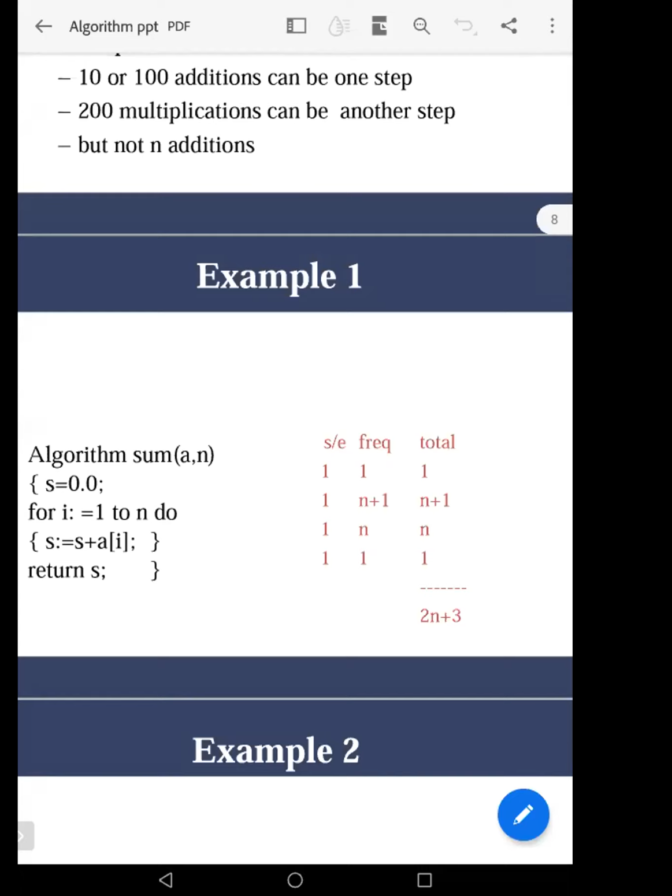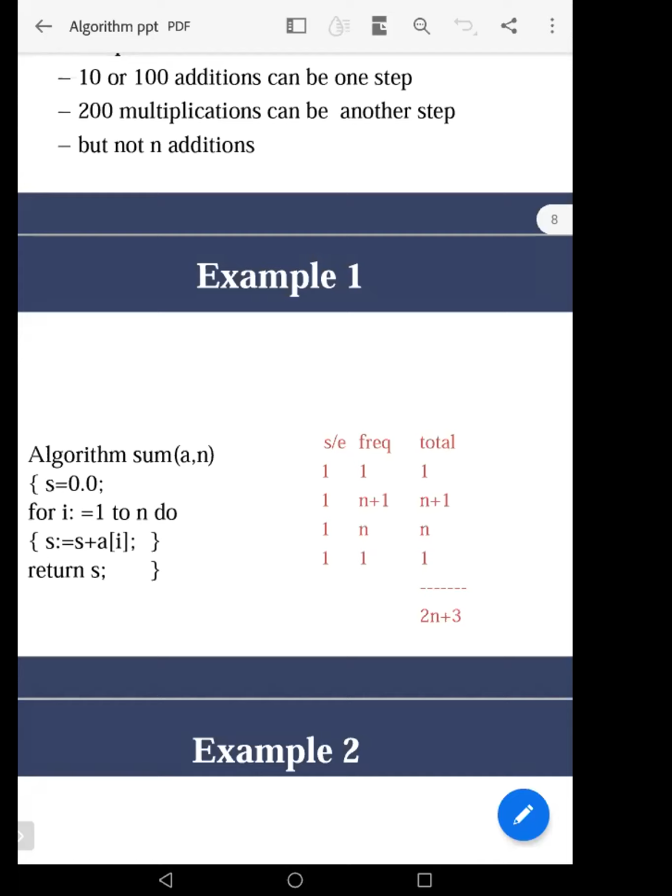And s is equal to s plus i is again a single assignment statement, and this body is executing n times, so it is order of n. And the return statement, because you are returning a single value from the function, is again a single statement, so it is order of 1.